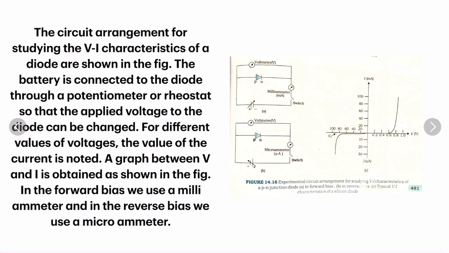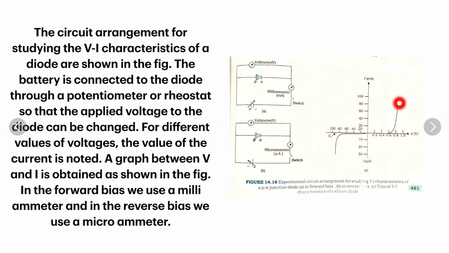So this is the graph in the forward bias. On the x-axis you have taken the voltage, on the y-axis we have taken the current in milliamps. Voltage is of the order of 0.2, 0.4, 0.6, 0.8 etc. Very clearly you can see up to 0.6 there is no increase in the current. At 0.6 the current increases from here. You can see this is the graph in the forward bias.